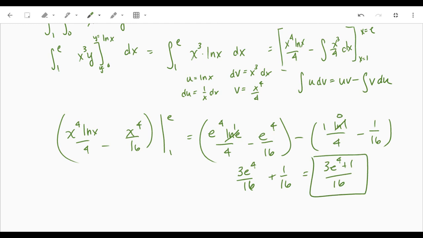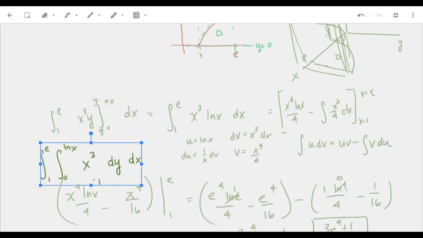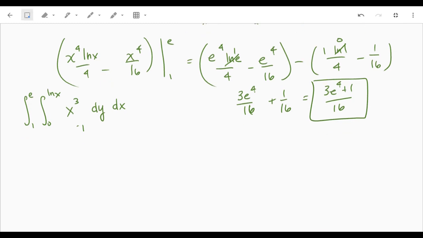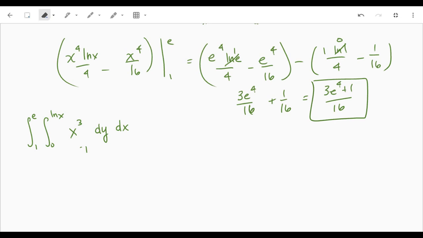Now I'm going to show you a couple other things here with this one. First of all, if we had tried to do it the other way. Take the integral that we had set up here, bring it down here. Okay, so we set it up like this. What would happen if you tried it the other way? Let's say we did 0 to the natural log of x, 1 to e, dx dy.